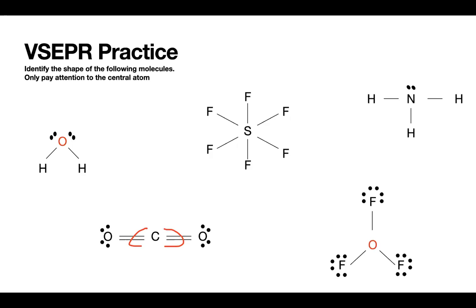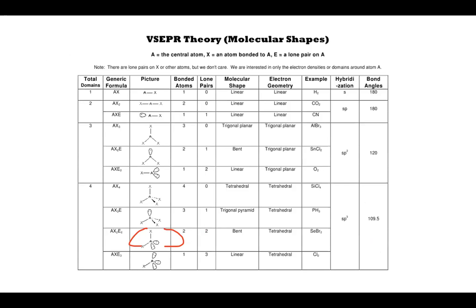So let's look at that chart. If we have 2 domains and 0 lone pairs, what is our shape? It will be linear. Linear. And that would be for both our molecular shape and our electronic geometry. So linear, linear.